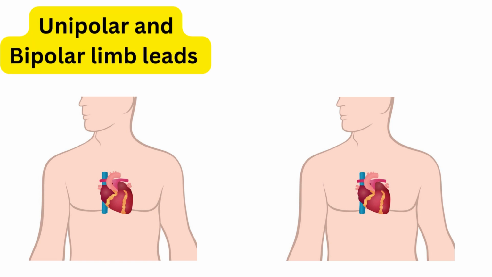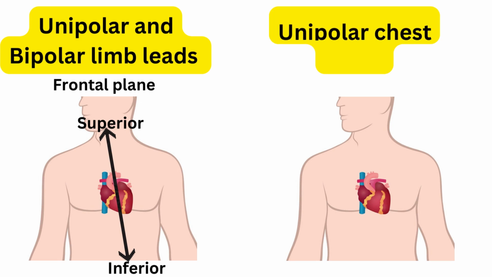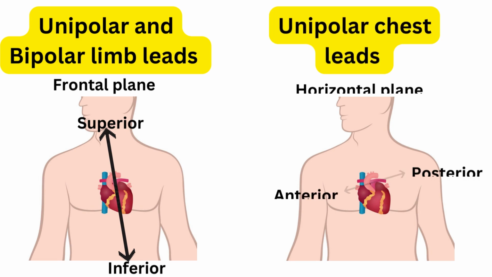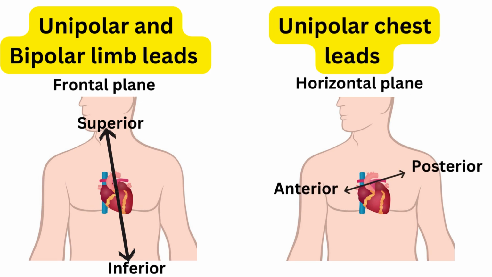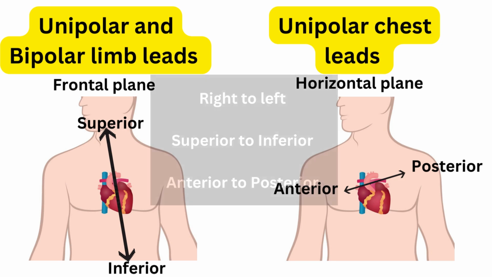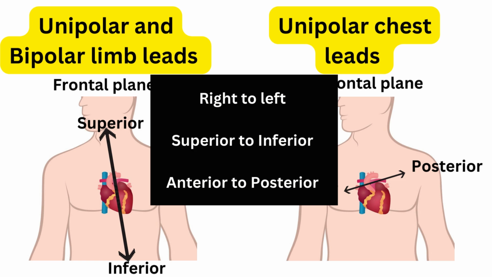Unipolar and bipolar limb leads record electrical activity of the frontal plane, and the chest leads record activity of the horizontal plane. It is important to remember that the 12-lead ECG provides spatial information about the heart's electrical activity in 3 orthogonal directions: right to left, superior to inferior, anterior to posterior.